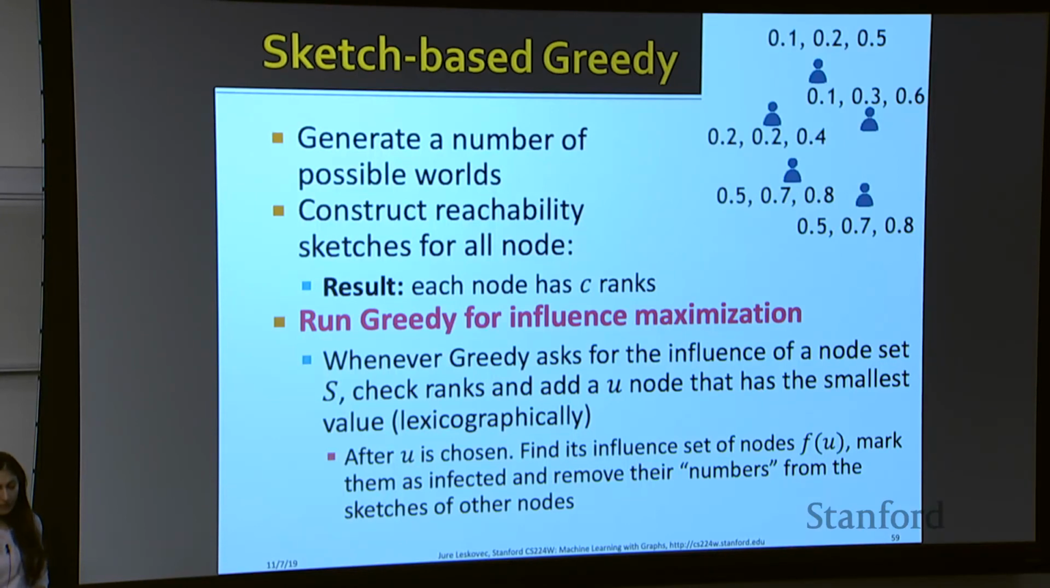Okay, so now we have these sketches, and we can calculate the minimum of these vectors over a set of people. So now what we can do is run greedy with these sketches. These sketches are estimating those expectations that we were calculating in the previous greedy strategy. So how can we do greedy?